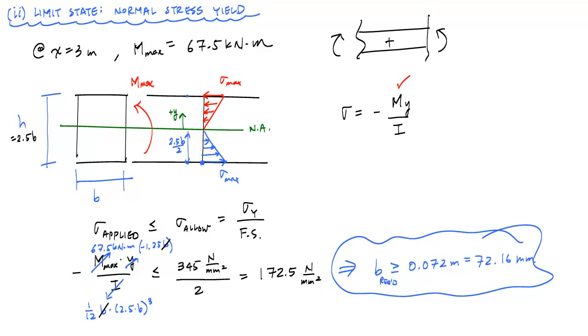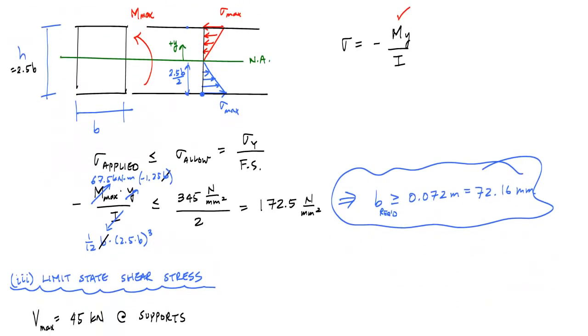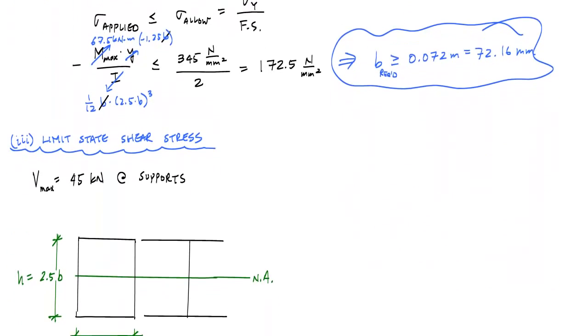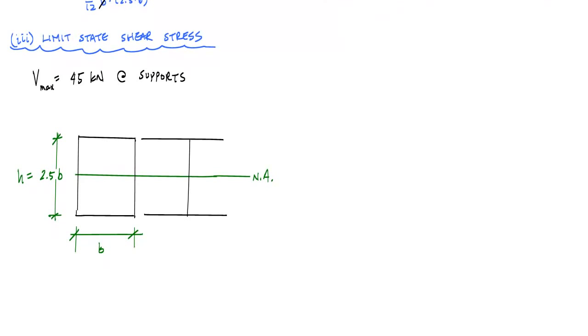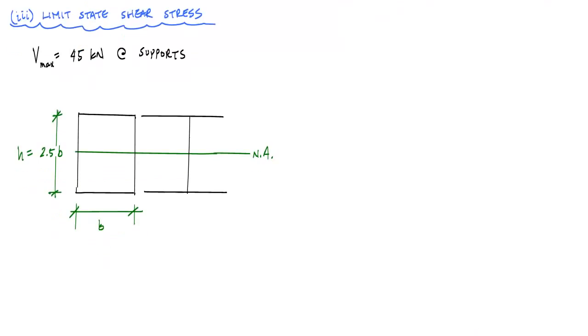Now let's go ahead and try the shear stress. So the other limit state I want to look at is shear stress. And I know from my shear and moment diagram that the maximum shear force occurs at the supports, and that's going to be associated with my maximum shear stress.